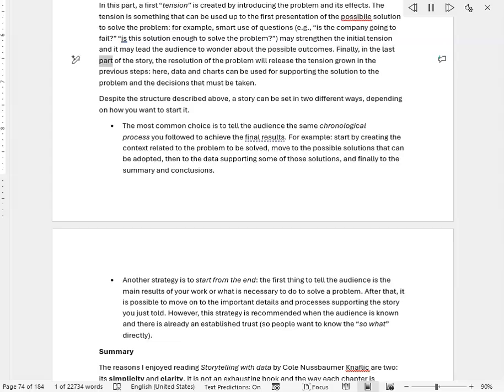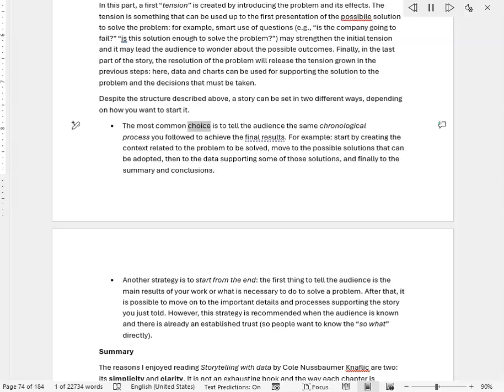Finally, in the last part of the story, the resolution of the problem will release the tension grown in the previous steps. Here, data and charts can be used for supporting the solution to the problem and the decisions that must be taken. Despite the structure described above, a story can be set in 2 different ways, depending on how you want to start it.